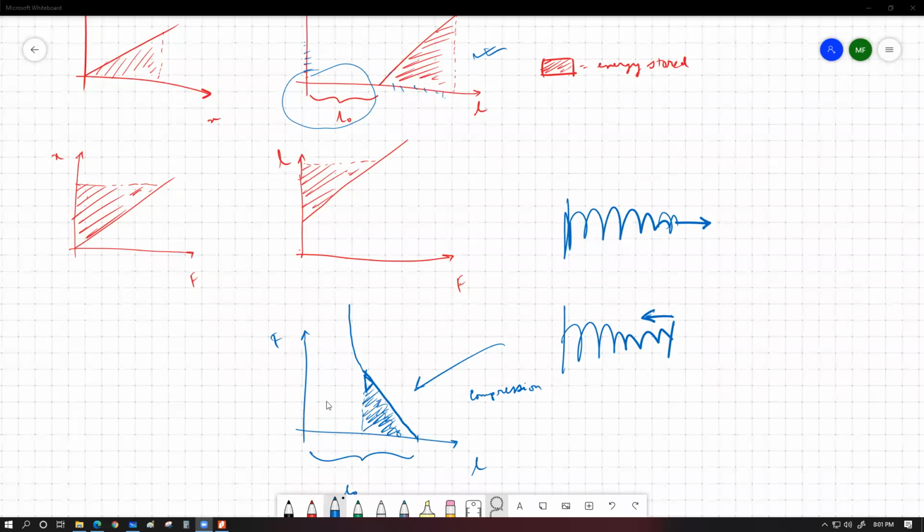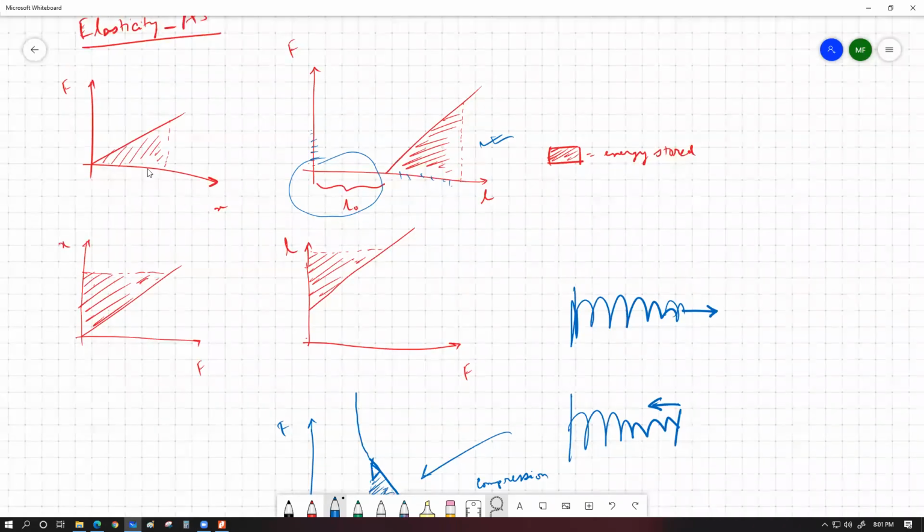So one more thing that is important: whenever we have the force versus extension graph or the force versus length graph, the area under the graph that is adjacent to the length axis, or adjacent to the deformation axis, is going to give us the energy stored within the specimen.